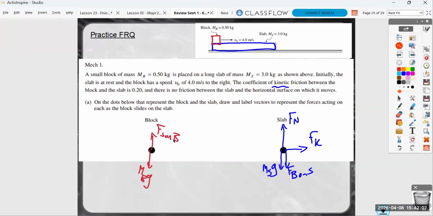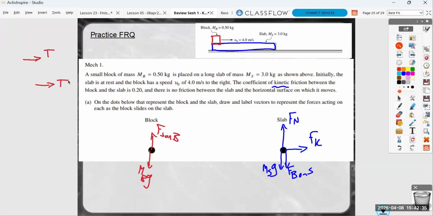S on B. I want to be careful not to call it Fn. If I did call it Fn, I'd want to call them two different Fns. You don't want to use the same label in two places unless they are literally the same force. Could I say FNS for the slab? FNS and FNB would be fine. The only time you want to put two vectors on two different free body diagrams and label them the same is if you are really deeply confident that they are the same force or have the same exact magnitude. Otherwise, you can get yourself in trouble.